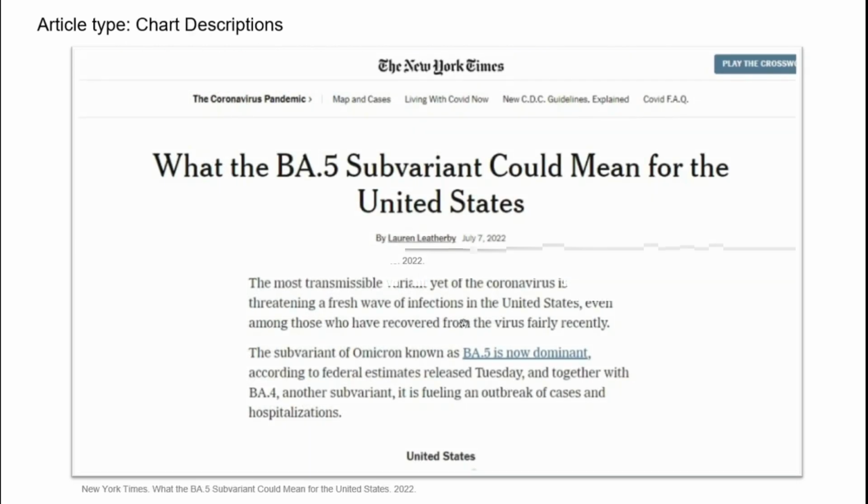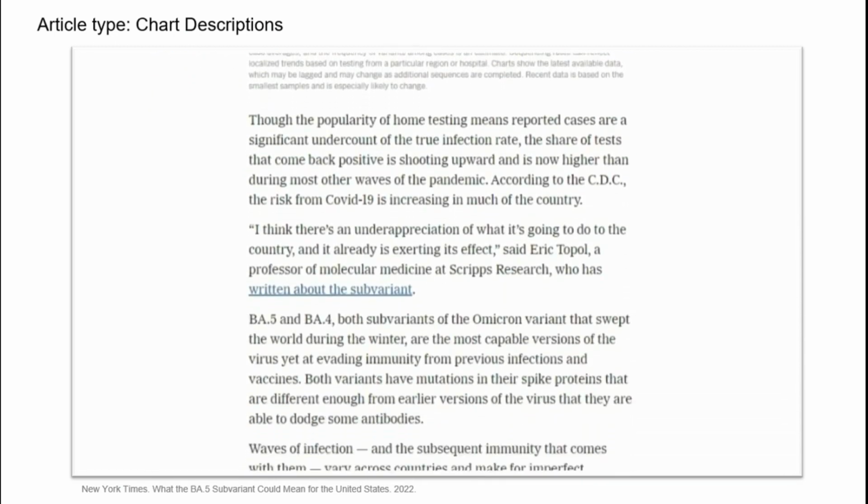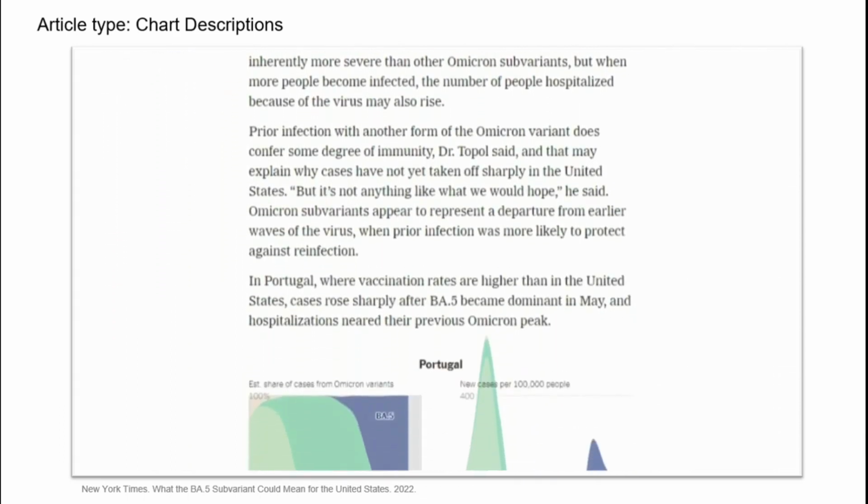The next type is chart description. Chart description articles merge narrative and event analysis from various angles using public data. They detail causes and effects but lack deep insights.